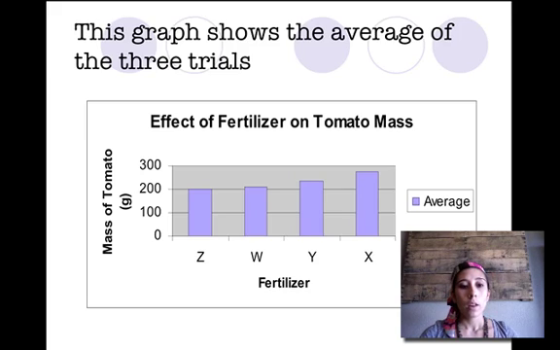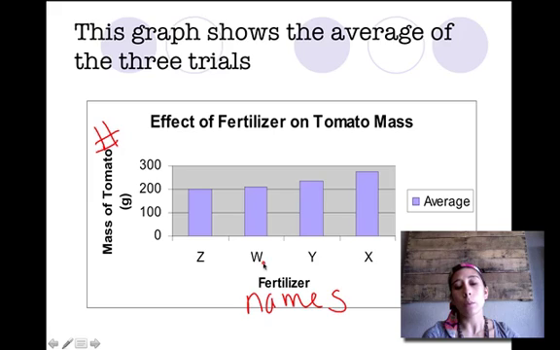And notice the reason why we used a bar graph in this case is because we're dealing with a number versus name, right? This is our number over here, and we've got names down here. Fertilizers, we can't count the fertilizer. We obviously will have a certain amount that we use, but technically we are comparing the brand of fertilizer, the 4 brands, Z, W, Y, or X, against the mass of the tomato and how heavy those tomatoes get over a certain period of time.